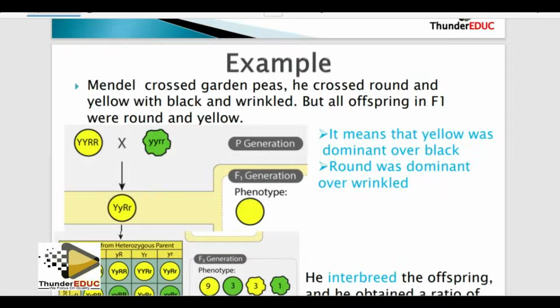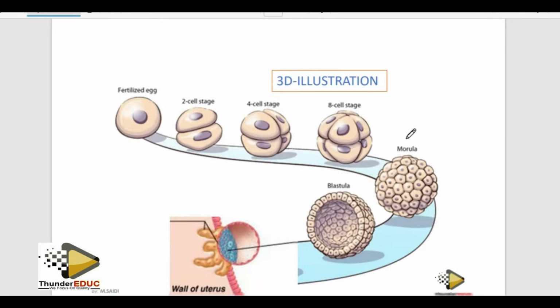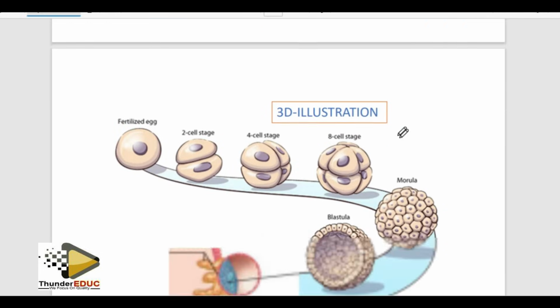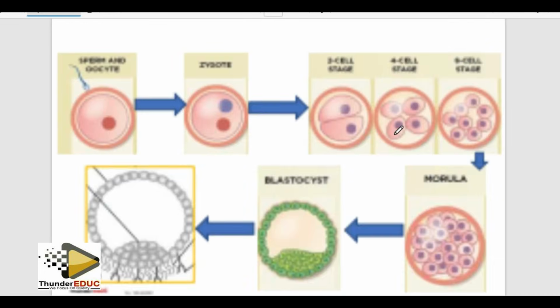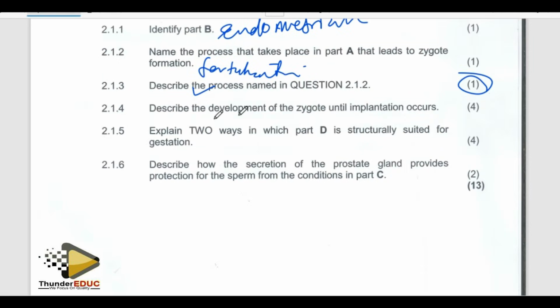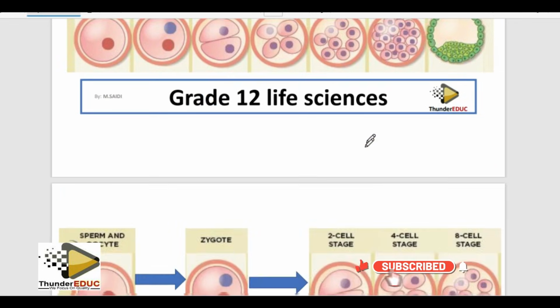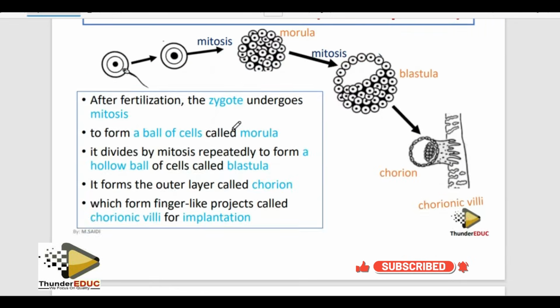Let me show you from the distinction material. What we talked about, the development of the zygote until implantation. Even I showed you how we mark this. Exactly, that's what they are saying. Describe the development of the zygote until implantation occurs. There we go. They didn't even change any statement.